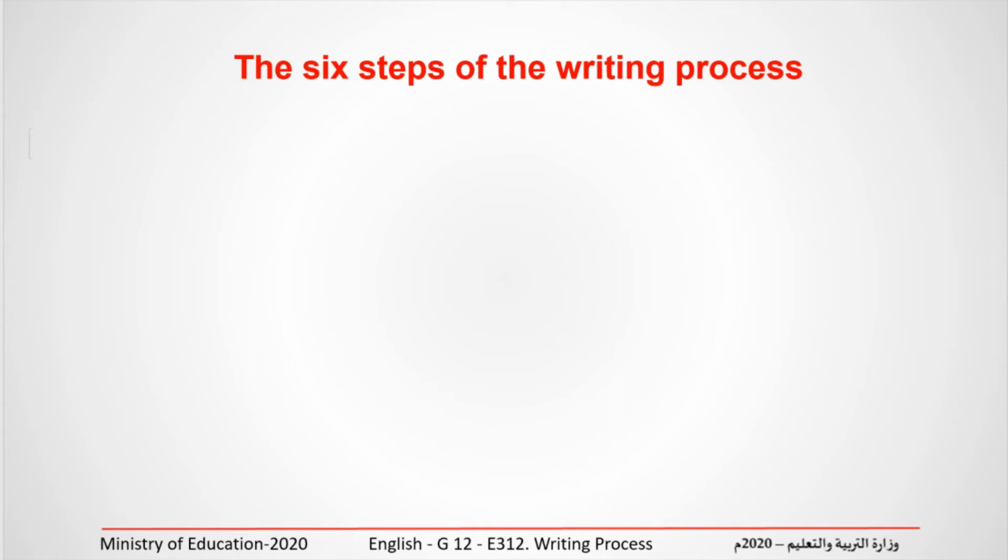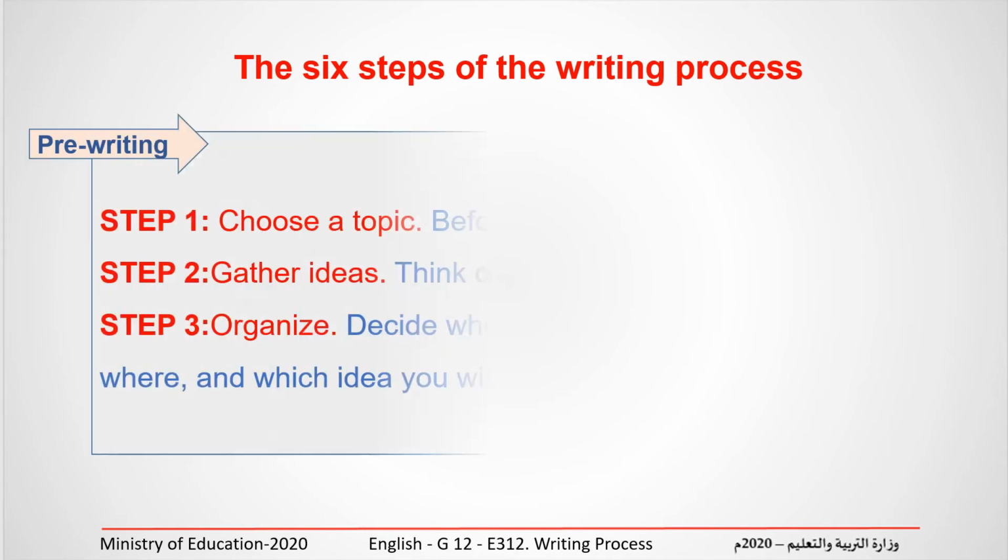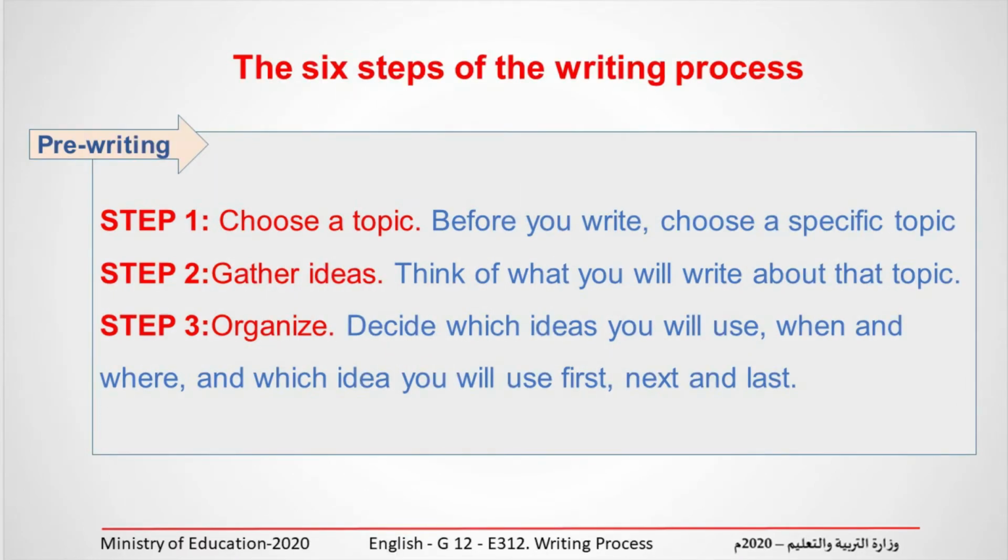The 6 steps of the writing process. Pre-writing. Step 1. Choose a topic. Before you write, choose a specific topic. Step 2. Gather ideas. Think of what you will write about that topic. Step 3. Organize. Decide which ideas you will use, when and where, and which idea you will use first, next and last.